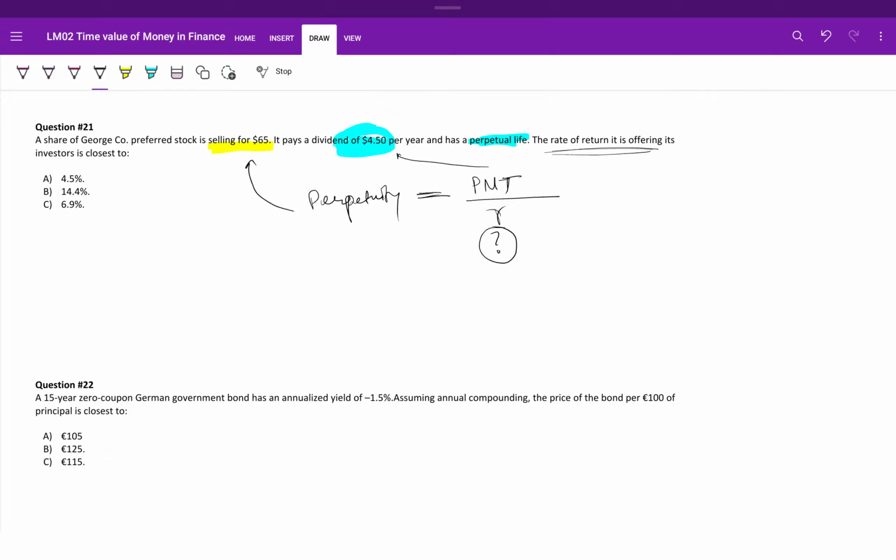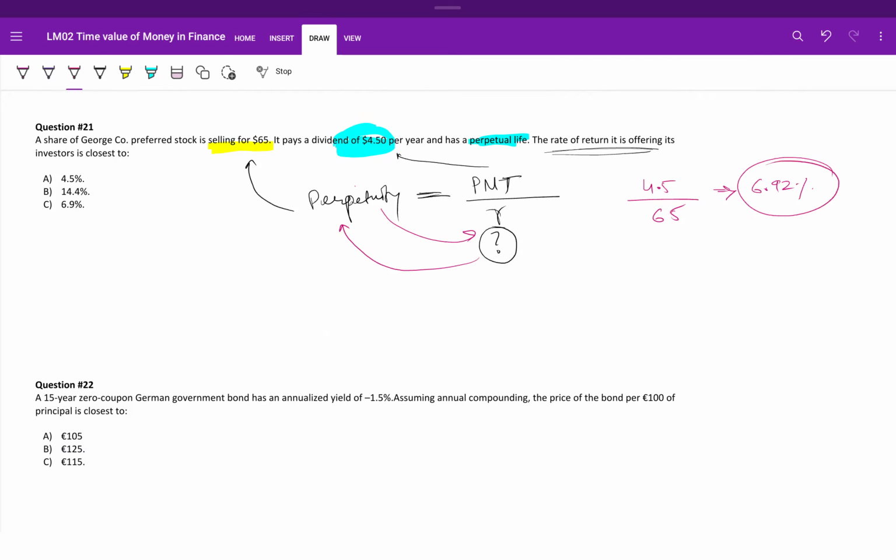So what we are going to do is we are going to reverse engineer it. The rate is going to be here. Price of perpetuity is going in the denominator of payments. So the question will be solved by 4.5 divided by 65. And this will give us somewhat around 6.92 or 7%.